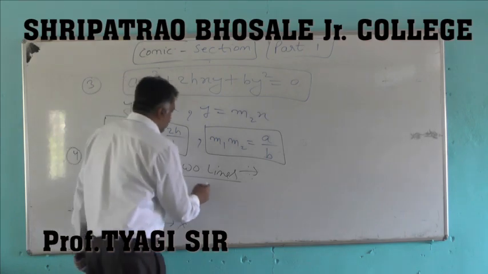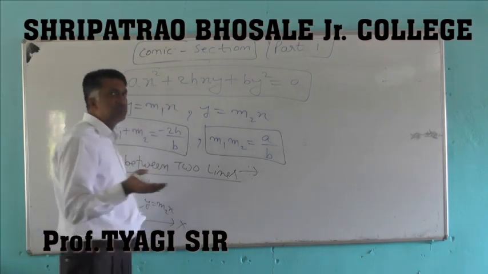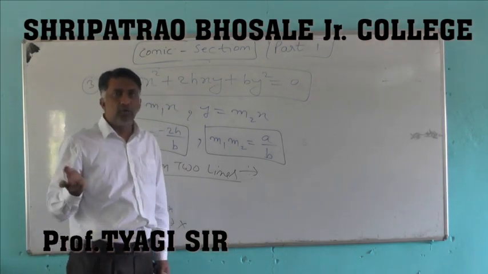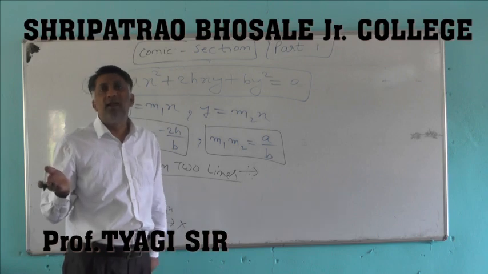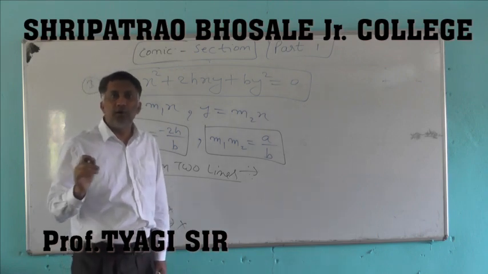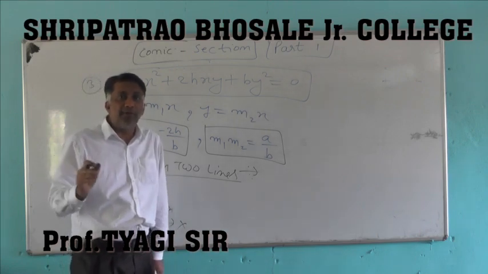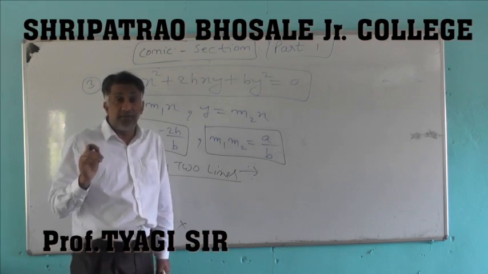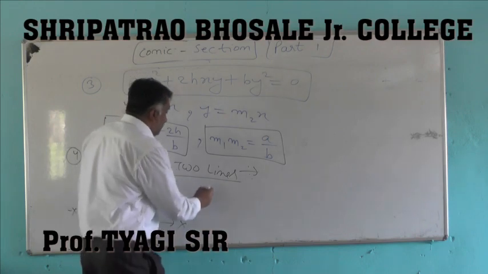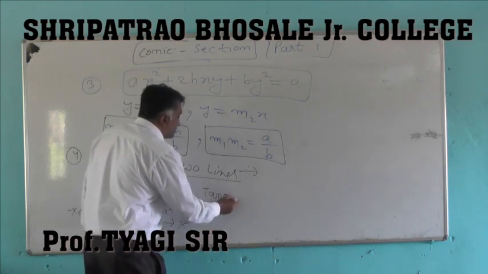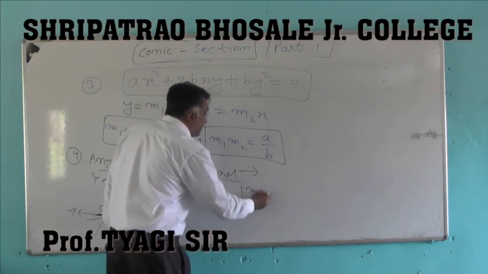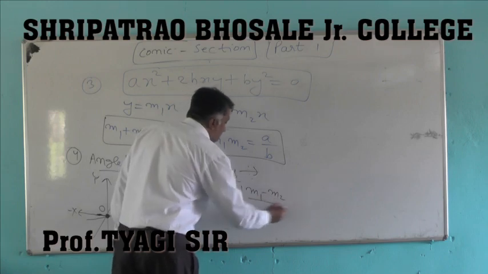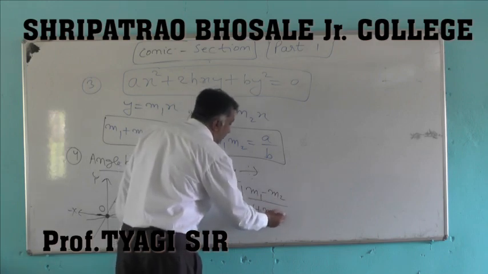Then we should remember, let us suppose we have two lines, y equal to m1x having slope m1, and another line y equal to m2x having slope m2. Then we are interested in how we can find out the angle between two lines. We should remember, my dear students, tan theta equals mod of (m1 minus m2) upon (1 plus m1 m2).